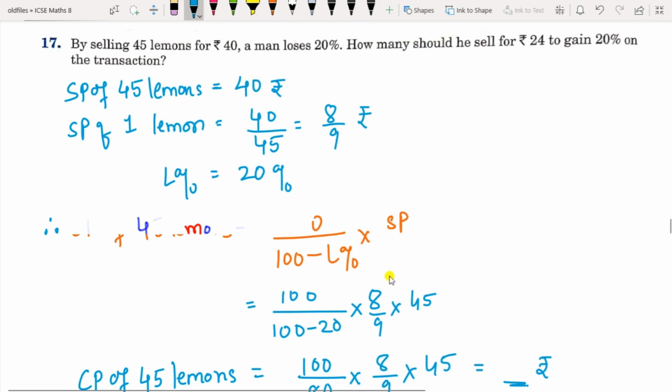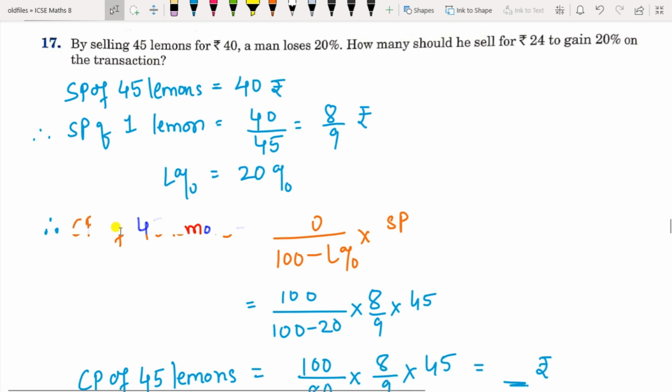By selling 45 lemons for rupees 40, a man loses 20%. How many should he sell for 24 to gain 20% on the transaction? So selling price of 45 lemons is 40 rupees. Therefore, for 1 lemon, the selling price will be 40 by 45. It is 8 by 9 rupees. Here it is having loss.